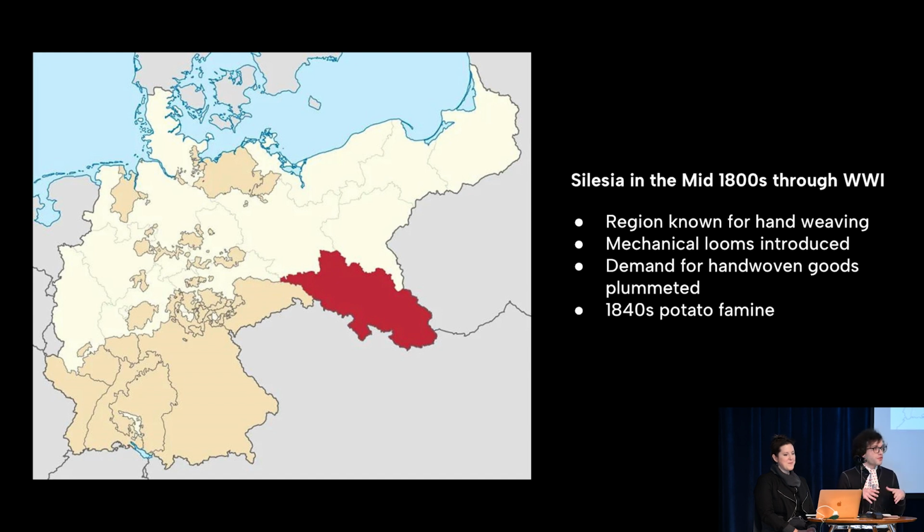But Silesia as a region was historically known for its hand loom weaving. But when the Industrial Revolution began and Germany implemented industrialization earlier than a lot of other countries in Europe, the automatic looms were introduced to the area, and demand for hand-woven linens plummeted. Many hand weavers struggled to compete with the efficiency of factory weaving and were forced to accept ever-decreasing compensation for their work.